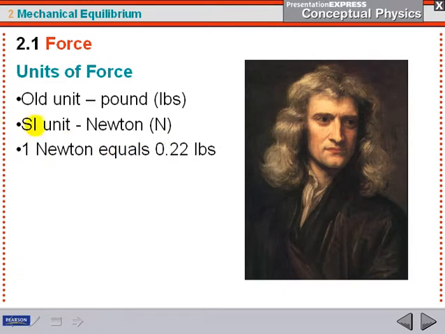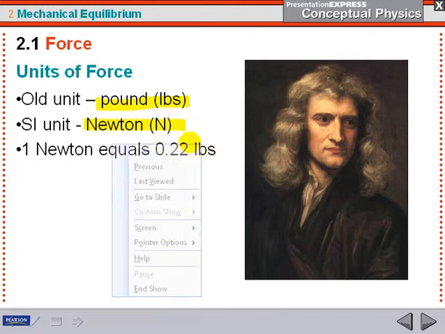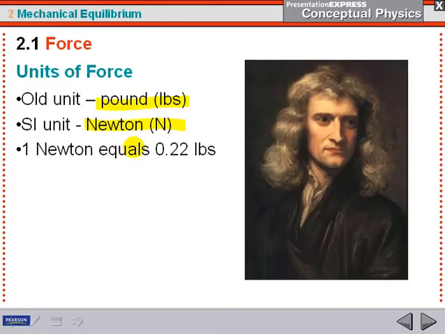So here's a little table to show you. The old unit, the one you're used to, is a pound. We describe to each other how much we weigh in pounds, but the new unit is in newtons. And the conversion is 1 newton equals 22 pounds.